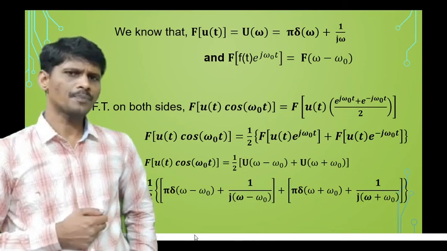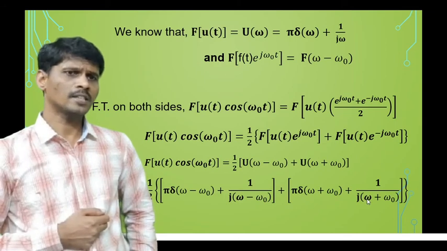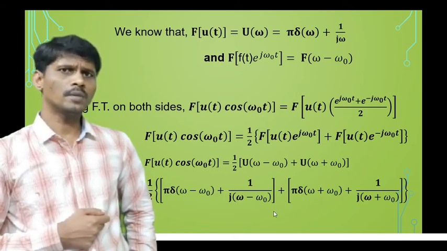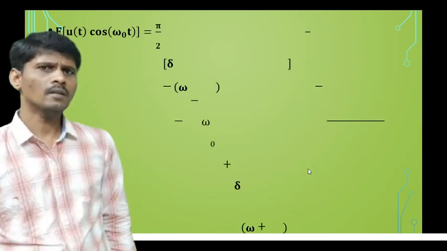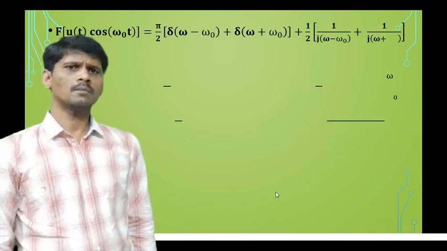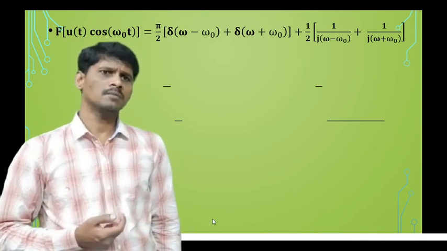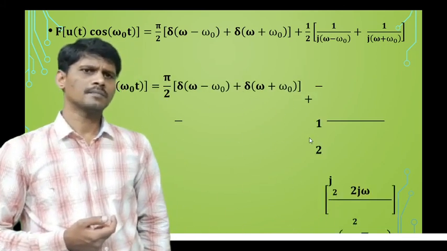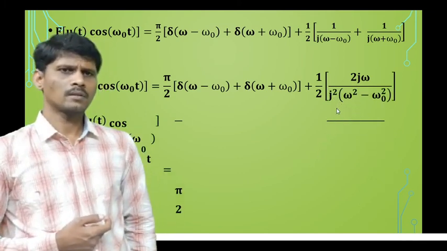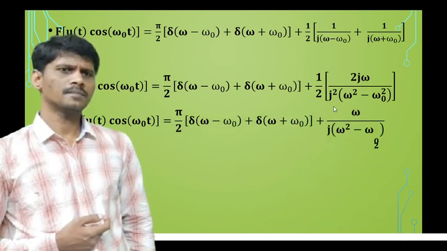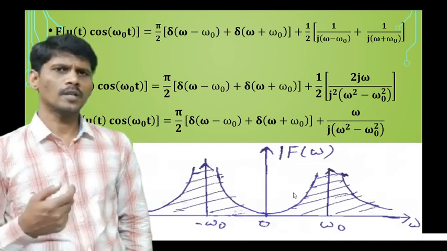So that is equal, and the second term and fourth term, take the LCM. What is the LCM? J into omega minus omega naught, j into omega plus omega naught. That is equal to pi by 2 into del of omega minus omega naught plus del of omega plus omega naught. After taking the LCM, this is the resultant equation. That is the final equation, the spectrum of the Fourier transform of the given wave.